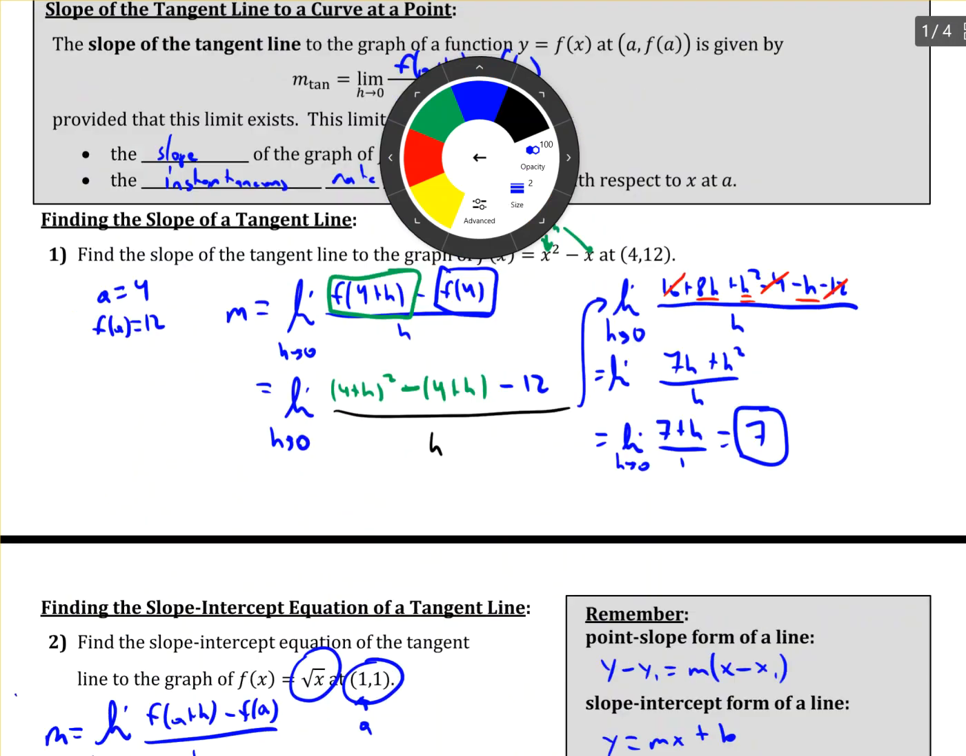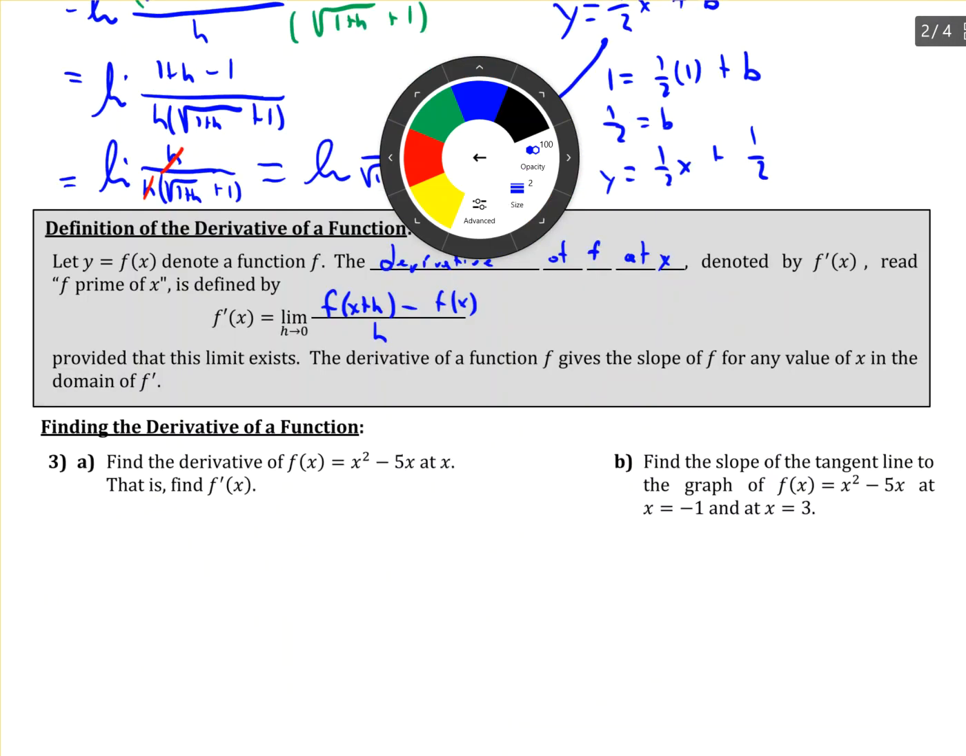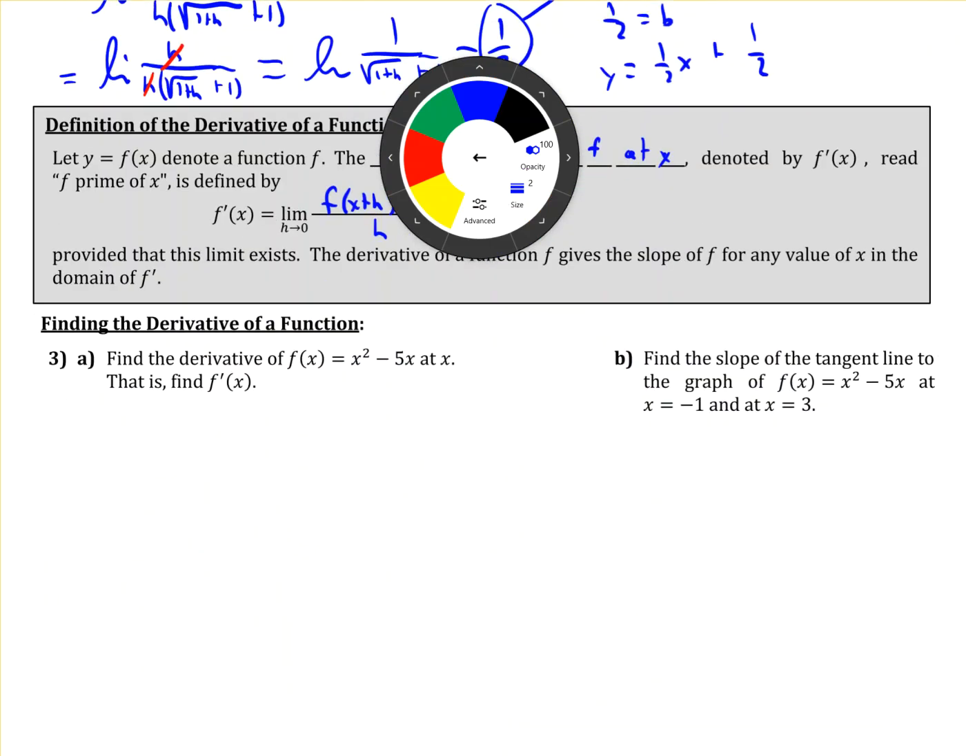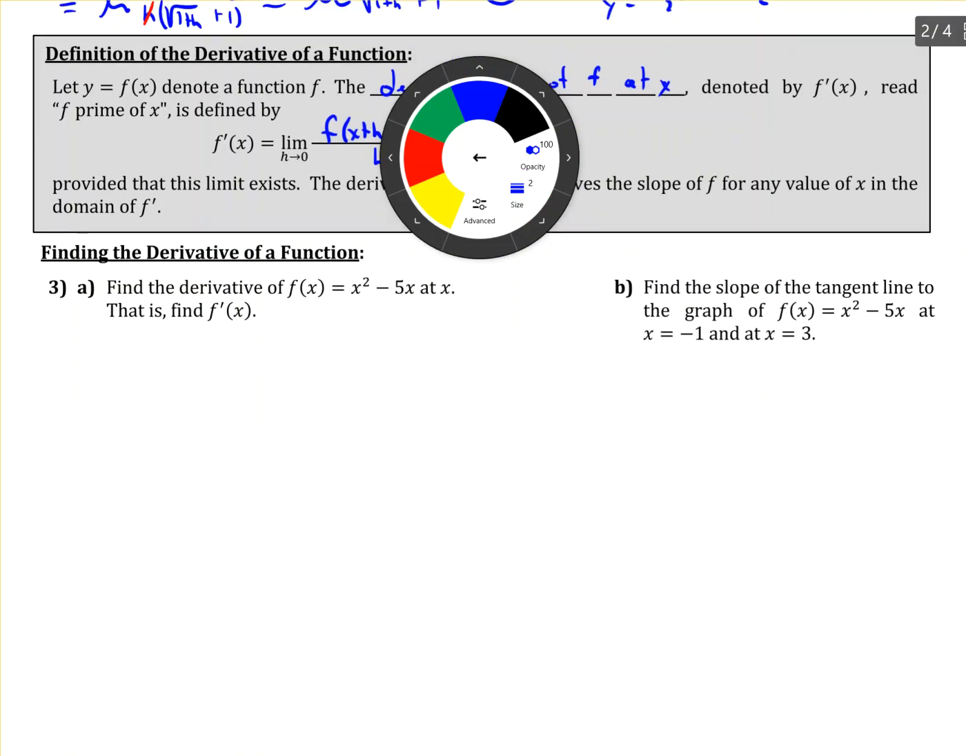We did x squared minus x before. We're going to do something fairly similar, x squared minus 5x. So let's find f prime of x. You'll see in part B why it's useful to do it this way, and there are many more examples of how it's useful. So f prime of x, by definition, is equal to the limit as h goes to 0 of f of x plus h minus f of x over h.